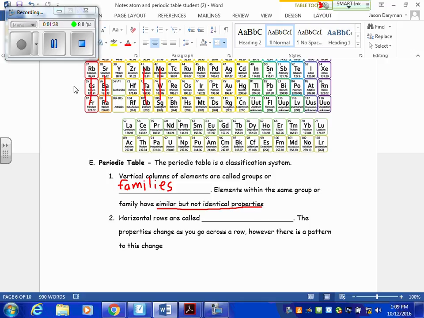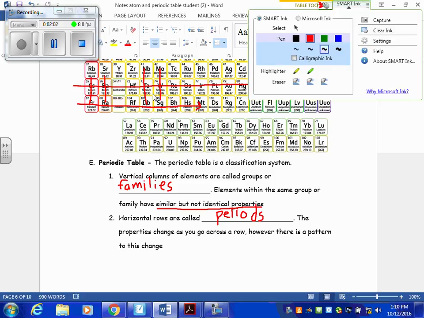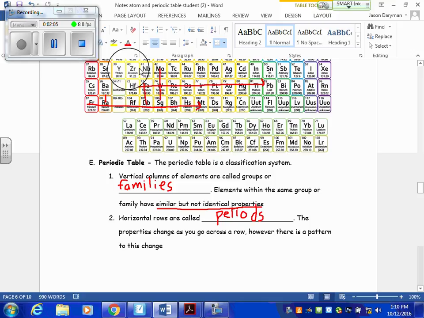Horizontal rows going across the periodic table have a different name. They are called periods. Periods have predictable patterns where you can see the changes as you go across the period. So as you go across the row, there's a pattern of change. We'll take a look at that as well in a while. Erasing as quickly as I can, and at any time pause me to write. If you're getting behind, just press pause on your video and I'll be right back with you as soon as you need me.